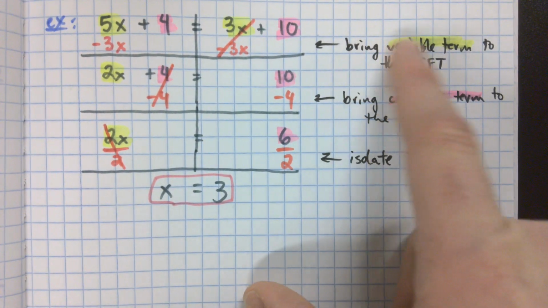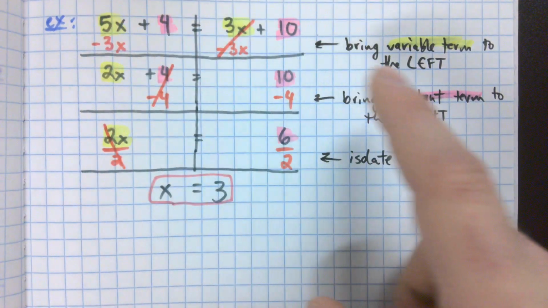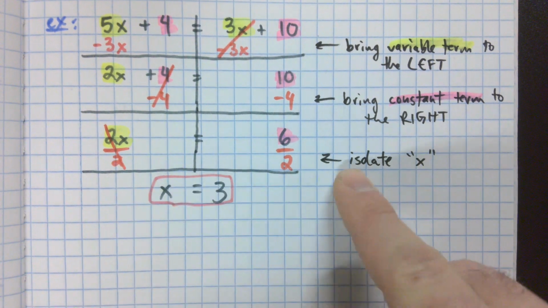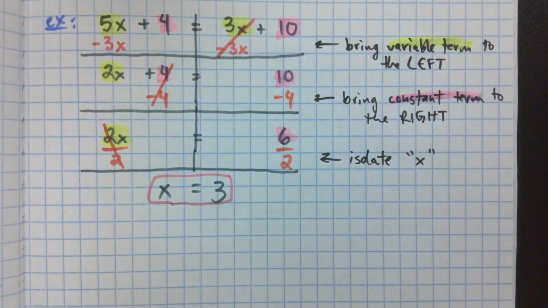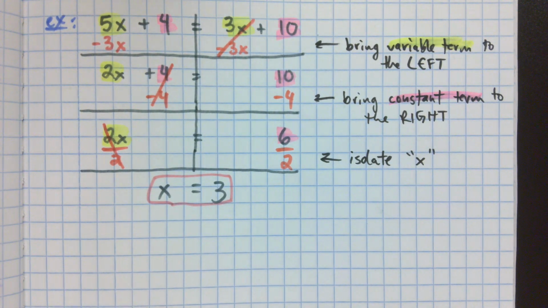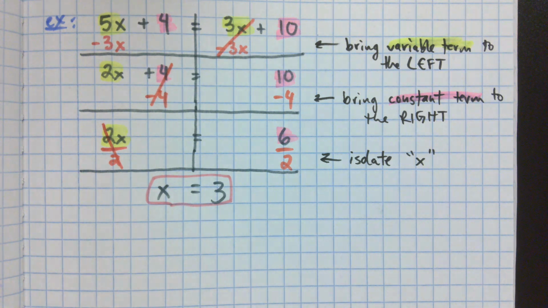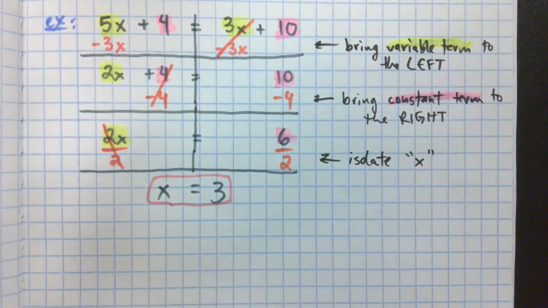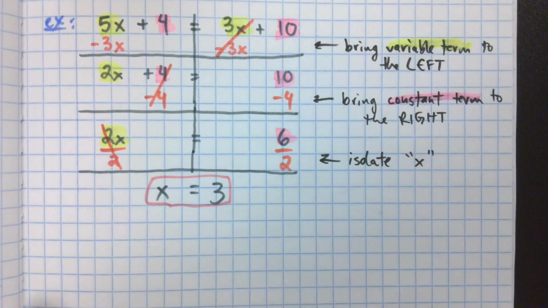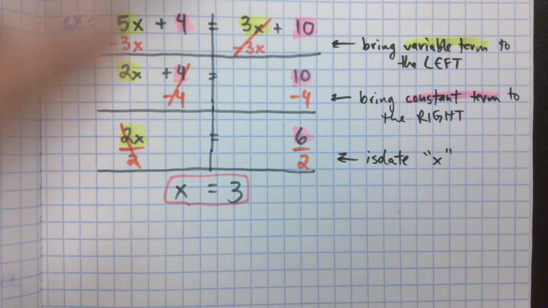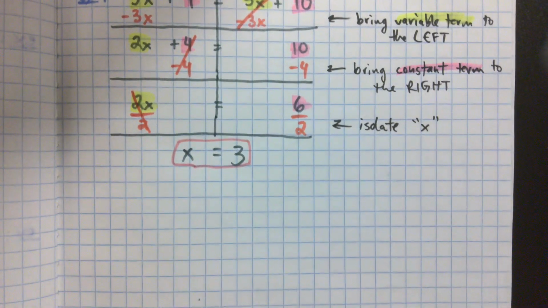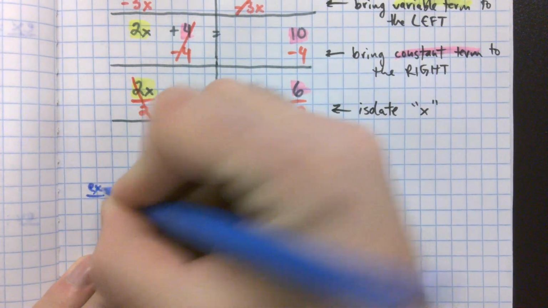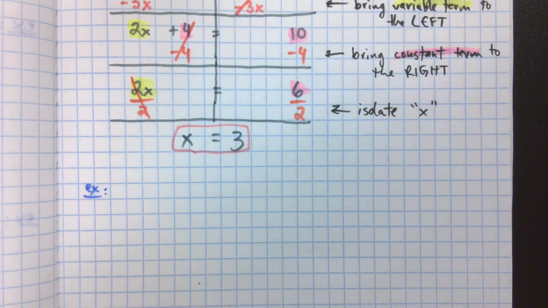So the first thing we did was bring the variable term over to the left. We brought the constant term over to the right next. And then we did our last step of dividing to get x all by itself. Questions I could answer about that process? I know we're going kind of quick, but it is Thursday, and I want you guys to have time to work. Good news is our worksheet doesn't have a backside today, so it should be pretty straightforward.